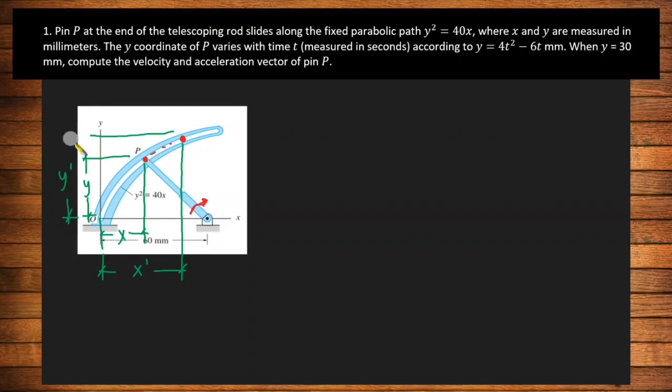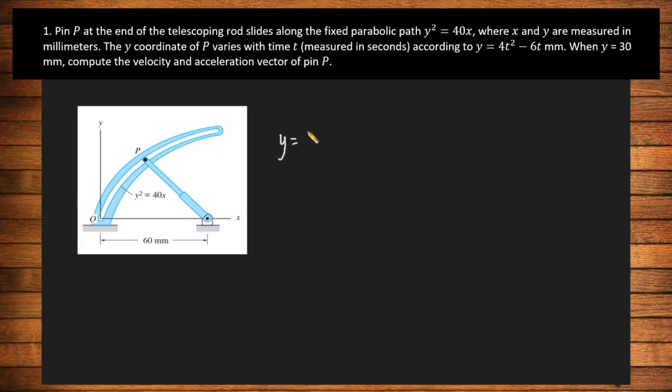Okay, so from the problem, the y coordinate of P varies with time t according to y equal to 4t squared minus 60. Ibig sabihin, alam natin yung y coordinate ng point P at any time t. Okay? So, how about yung x? Paano natin malalaman kung nasan yung x natin? Kayo, nasan na yung x niya?